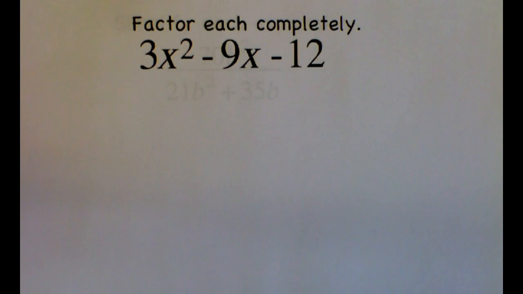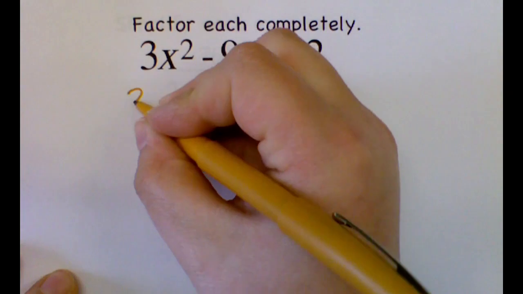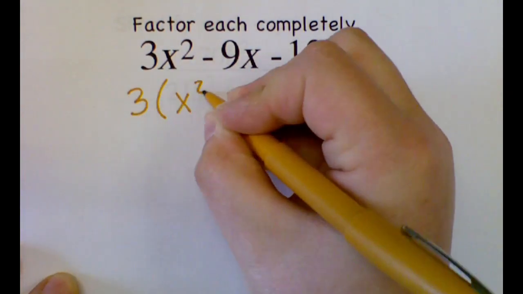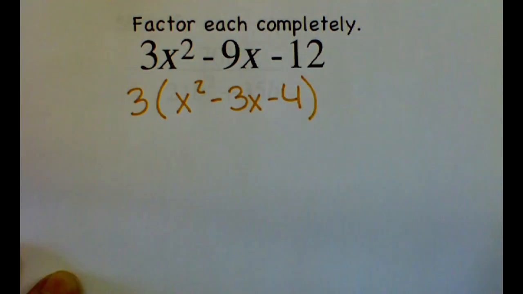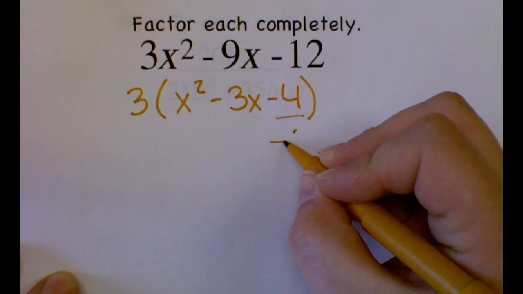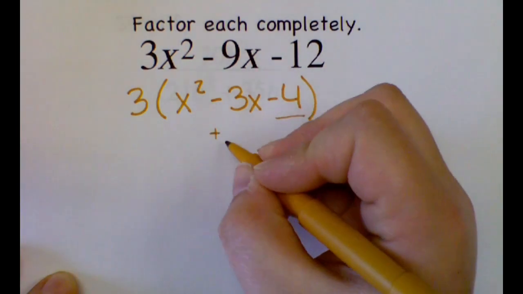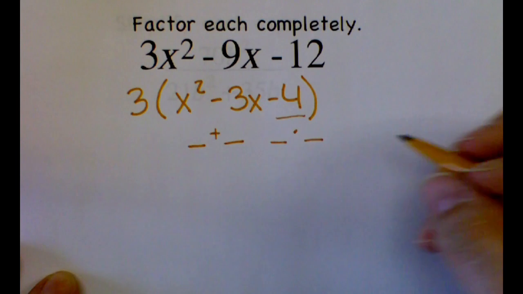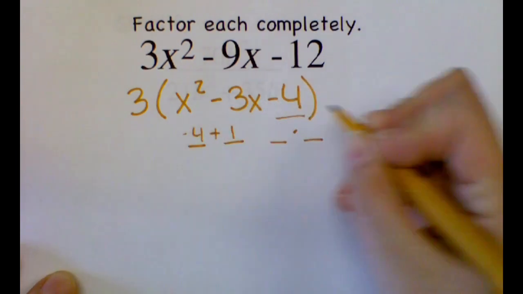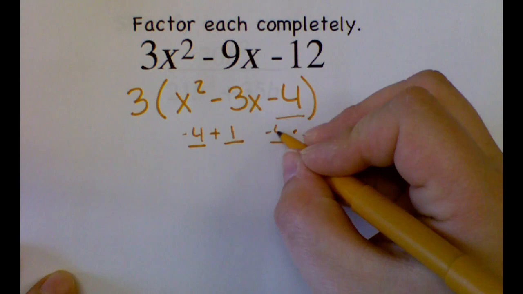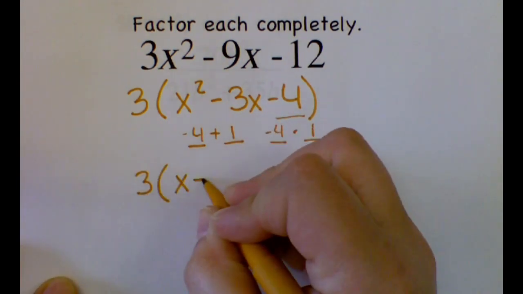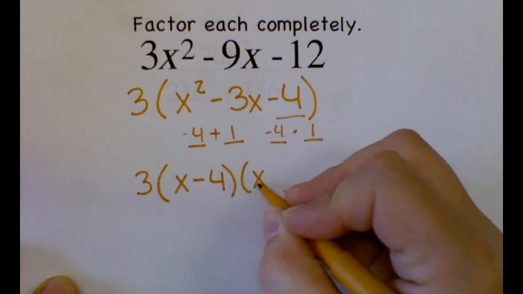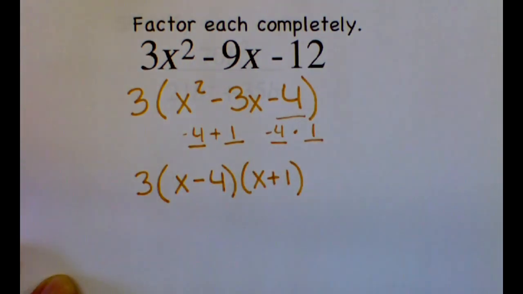And this fourth one here, to factor this, remember we start with the GCF. We take out a 3 from everything. That leaves me x squared minus 3x minus 4. Now we look for two things that multiply to give me negative 4 and add to give me negative 3. Well, I would say negative 4 plus 1 makes negative 3, and negative 4 times 1 makes negative 4. So I have x minus 4 and x plus 1. Don't forget that 3 in the front.